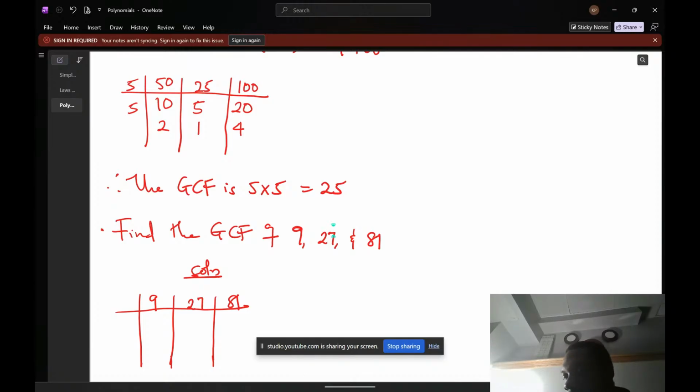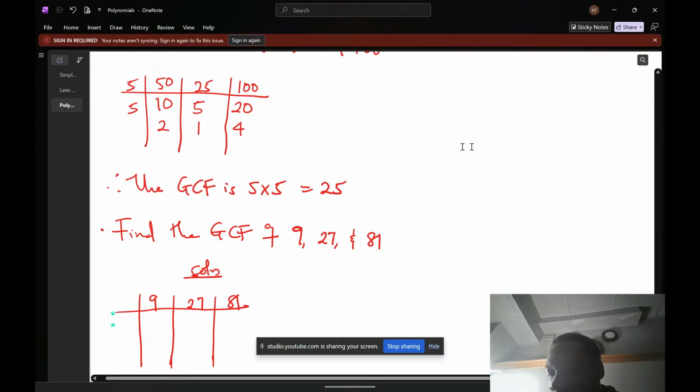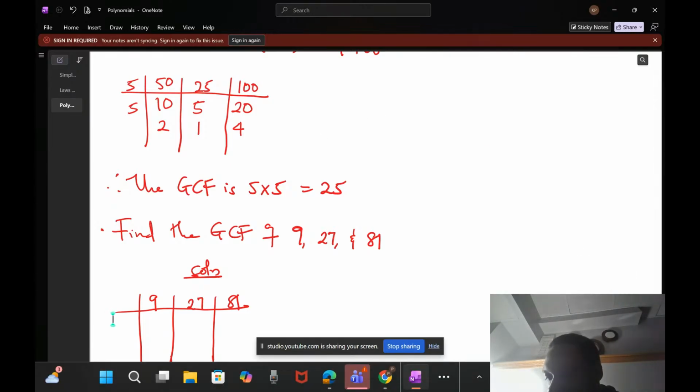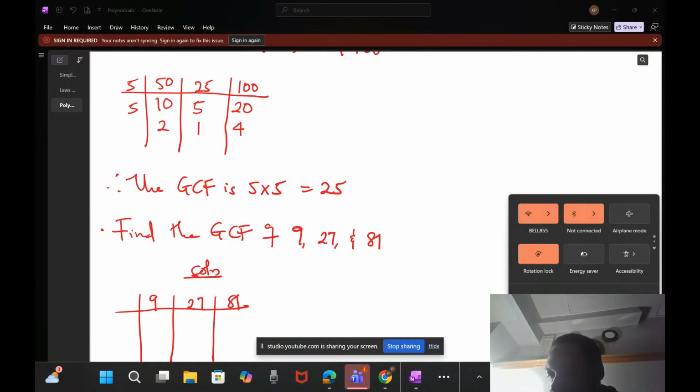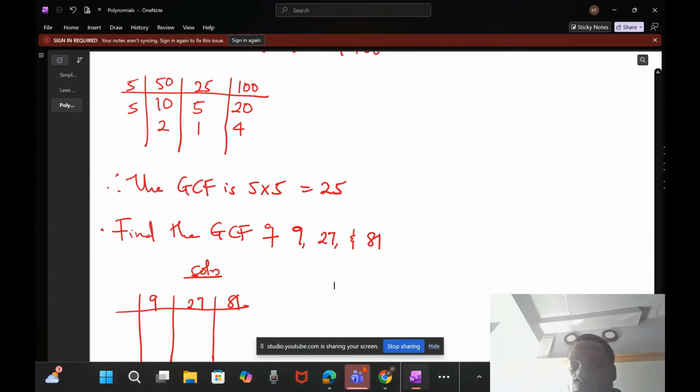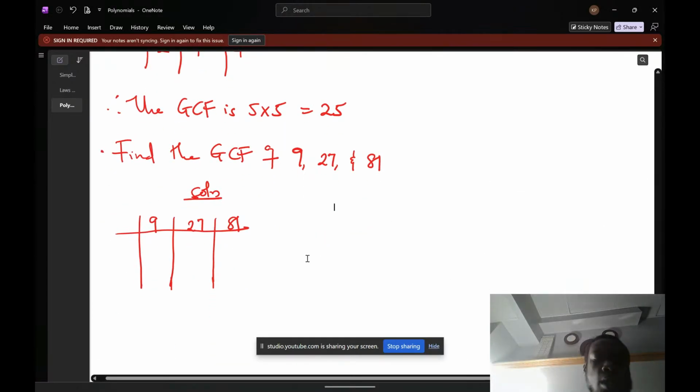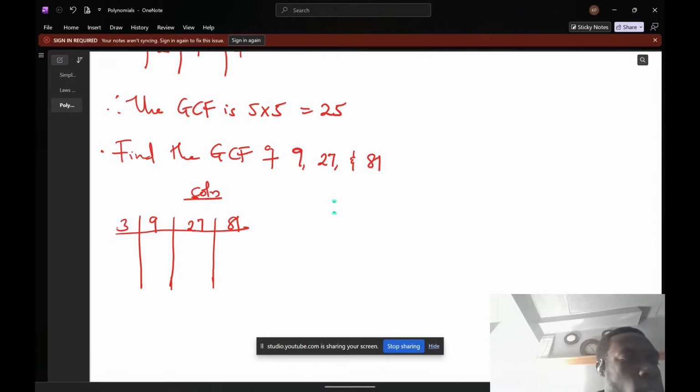So we have 9, 27, and 81. So now let's divide by 3. 9 divided by 3 will give us 3. 27 divided by 3 will give us 9. 81 divided by 3 should give us 27.